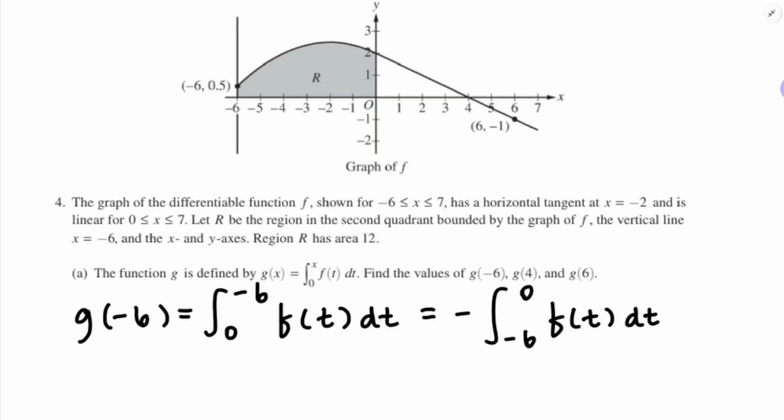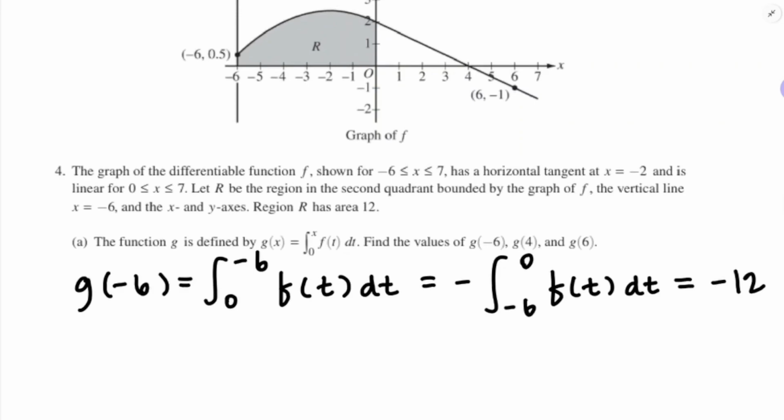Okay, they told us that the area of region R was 12, so the integral from -6 forward to 0 of f of t dt is going to equal 12. So I'm going to say this is the negative of 12, and maybe I can just write that right there. Okay, that's -12. Then g of 4 is going to equal the integral from 0 to 4 of f of t dt, and that's something I'm going to need to find with geometry.